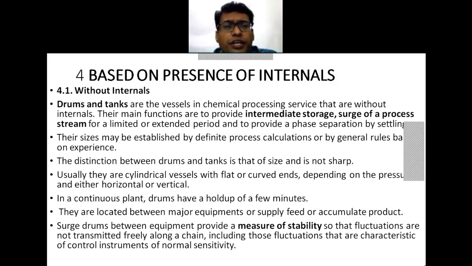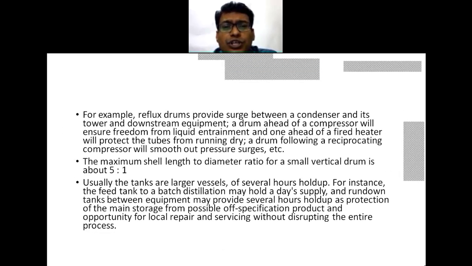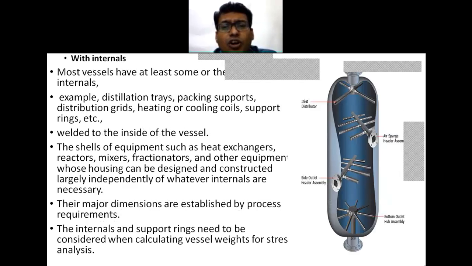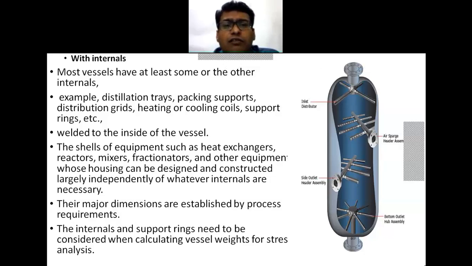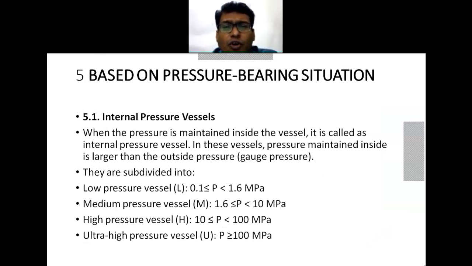When it is without internals, generally it is drums and tanks that are used, and with internals, almost all our chemical equipment, that is your distillation columns, reactors, heat exchangers, absorbers, and all other things. Then based on the pressure bearing situation, whether it is a low pressure vessel, medium pressure vessel, high pressure vessel, or ultra high pressure vessel.